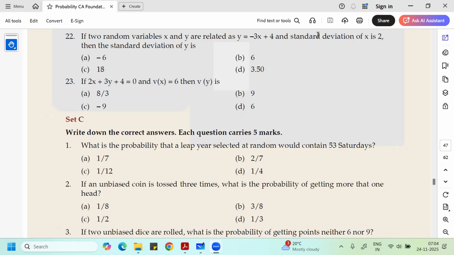Now in this class we'll do set C. If you see question number 1 of set C, it asks: what is the probability that a leap year selected at random would contain 53 Sundays?